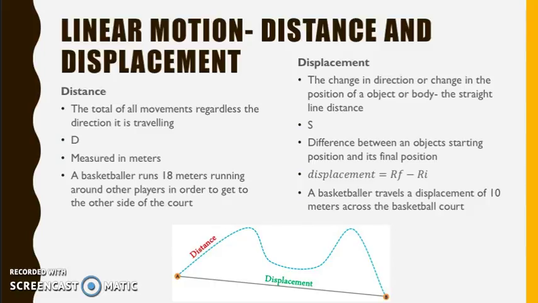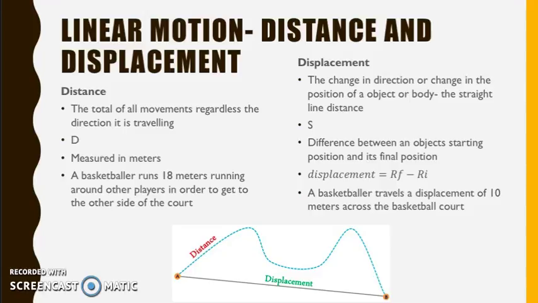or it's just the position, really, of a body, the straight line difference between the starting point and the finishing point. It is represented by the letter S and is calculated by the difference between the final position and the initial starting position of an object or body. For example, the basketballer may have travelled a distance of 18 meters whilst weaving through different players, but has only got a displacement of 15 meters because where they started was 15 meters from where they finished in a straight line.